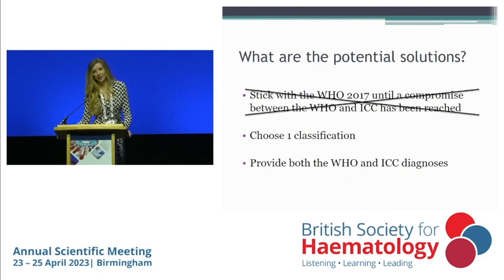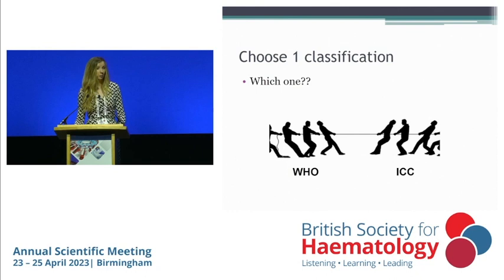What about choosing one classification? Well, which one would you choose? I think this is where it gets very difficult. Obviously, we have the WHO, which we know that all cancers now are classified by a WHO classification, and that's what the Blue Book series is. It has a very formal process. It has ICD classifications that we can use for reporting nationally. It also had a broad range of experts that were involved in that classification.